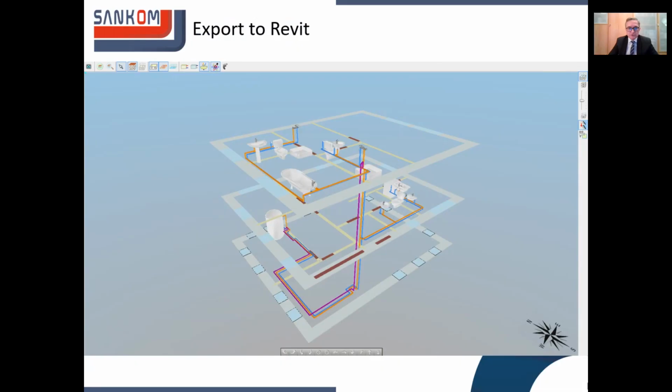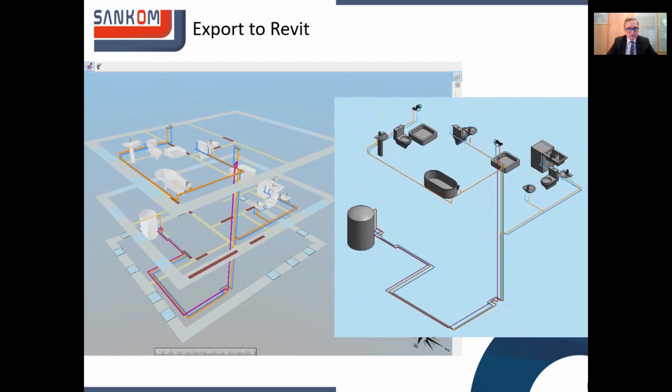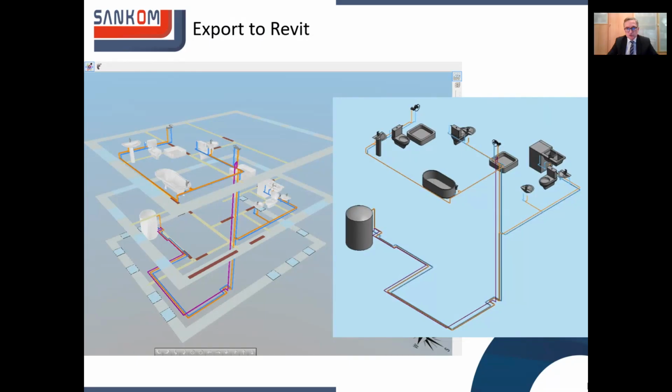A very important function nowadays is that after designing the systems, we can export the model of the system to Revit for the BIM technology, to make it available also for other participants in the investment process. Here you can see an example of the water supply system. On the left-hand side, you can see the model in our software, and on the right-hand side, the model of the same system in Revit proper.